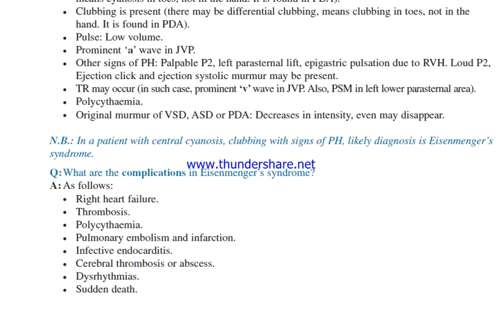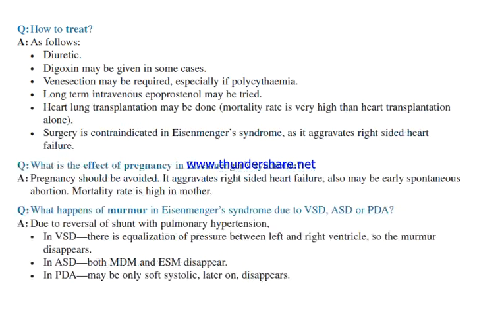What are the complications in Eisenmenger syndrome? The complications are right heart failure, thrombosis, polycythemia, pulmonary embolism and infarction, infective endocarditis, cerebral thrombosis or abscess, dysrhythmia, sudden death. Now, how to treat?